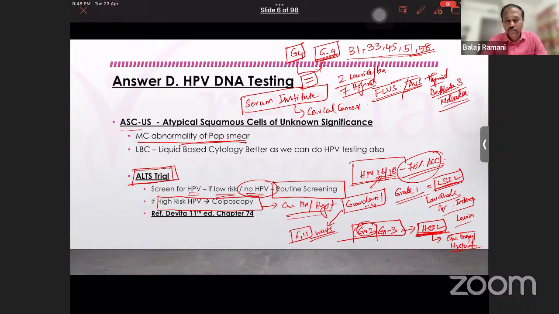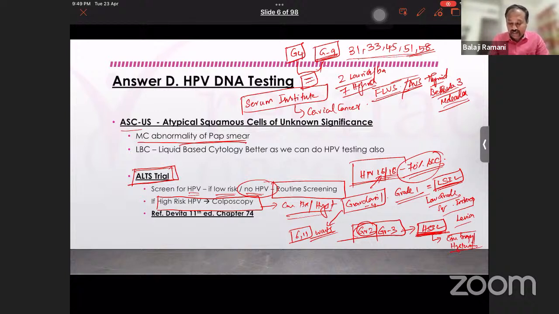This being the case, that is the way we'll have to manage a patient. In essence, whenever we have a lady who has an ASCUS abnormality, the first step you have to do is HPV testing. Whenever we do this HPV testing, we will get to know whether there is a high risk type or not. And only if there is a high risk type will you plan for colposcopy. Otherwise, there is no need to plan for colposcopy.